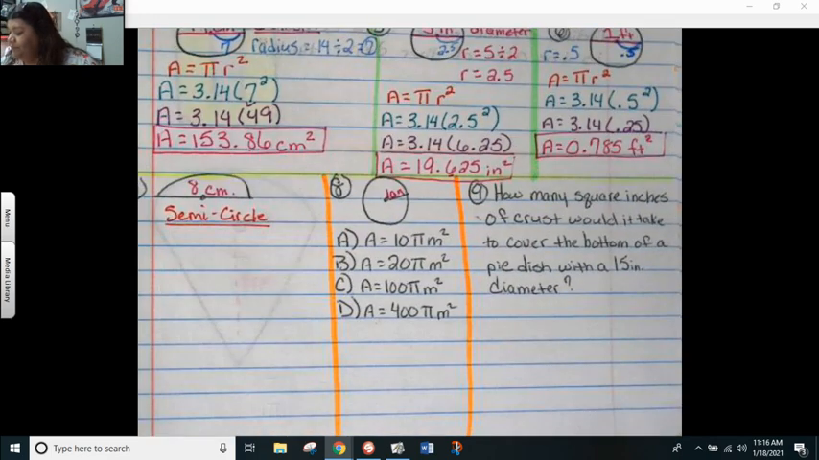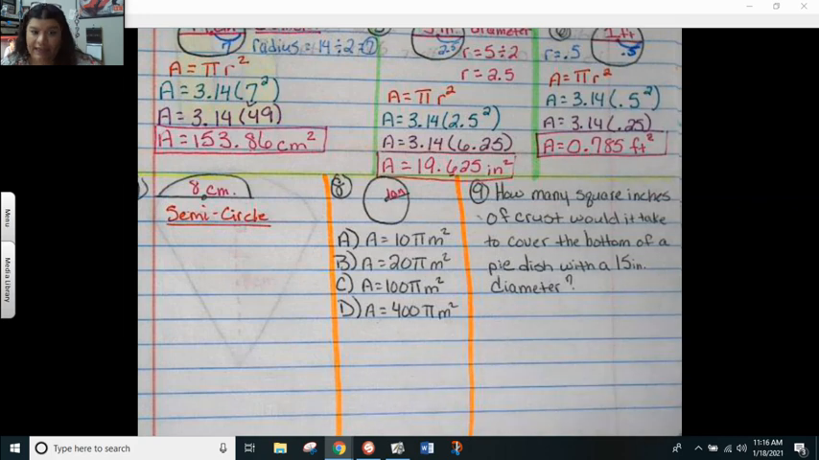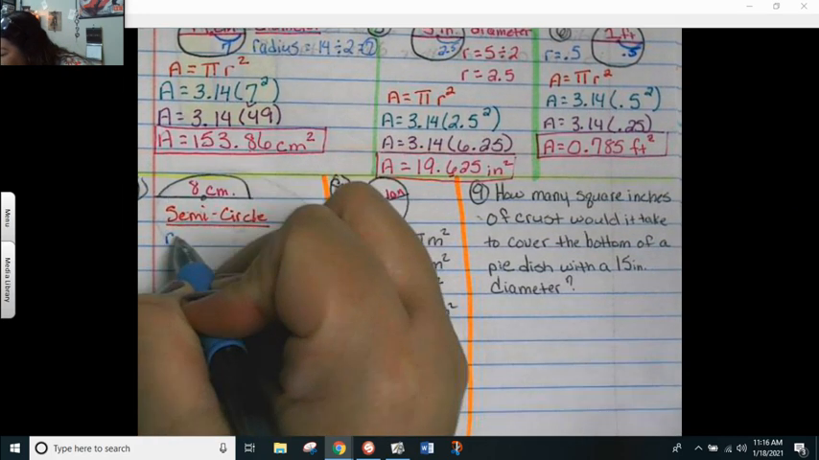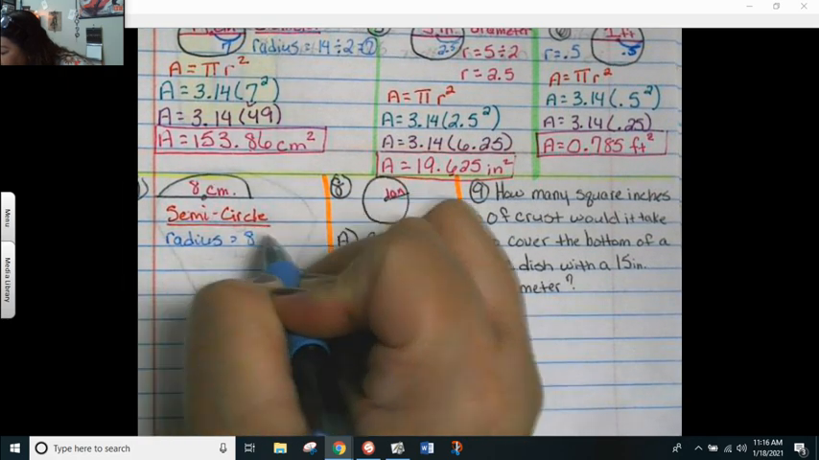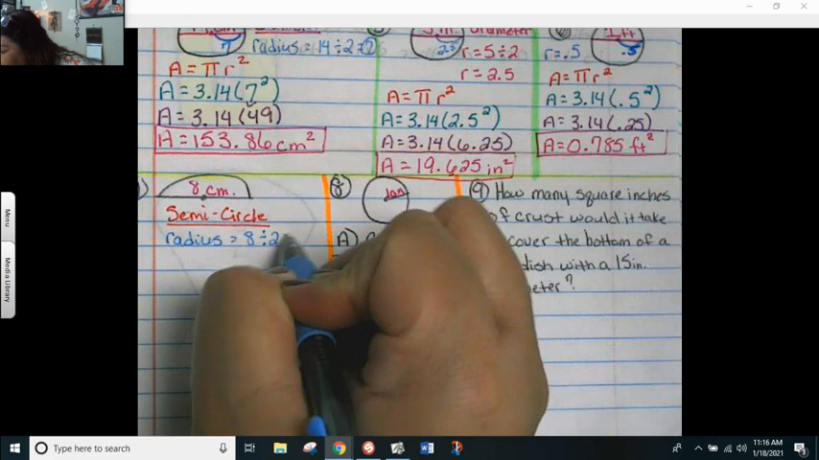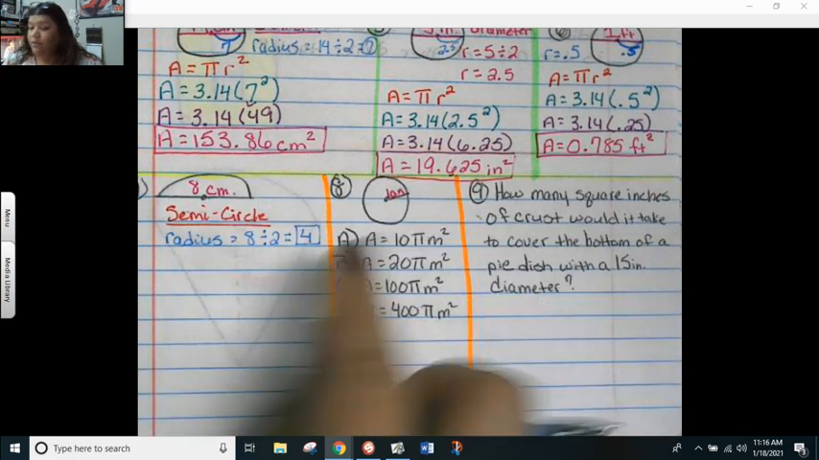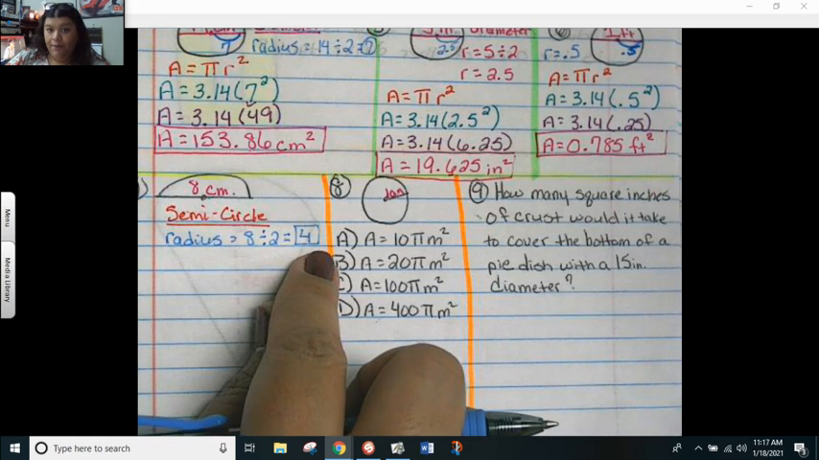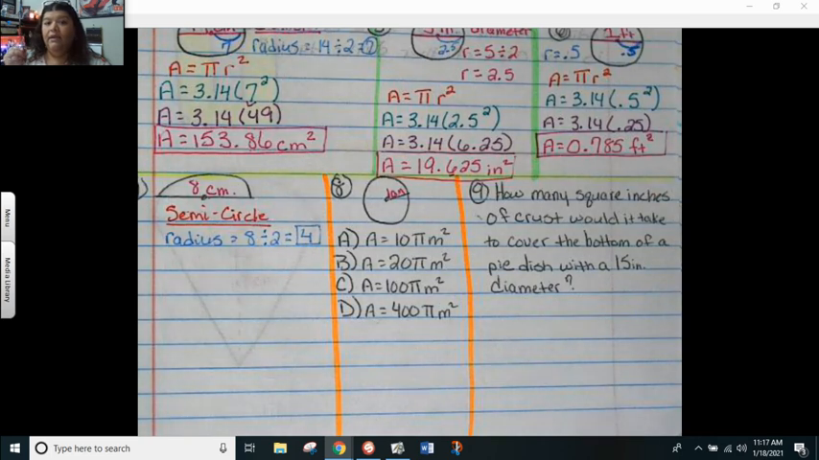So this 8 is my diameter. I don't need the diameter, do I? I need the radius. So again, to find the radius, we're going to take the 8 and divide it by 2, which gives me 4. Okay, so the radius is 4. Got that? Now I can plug in my numbers.